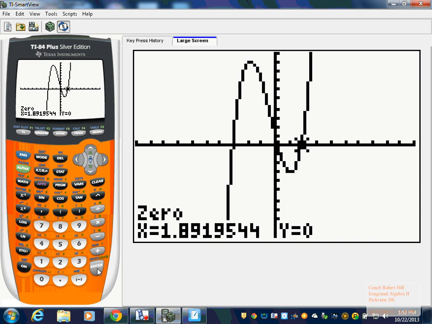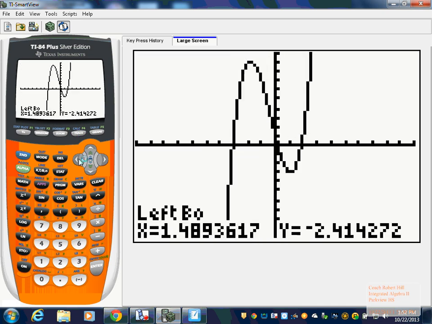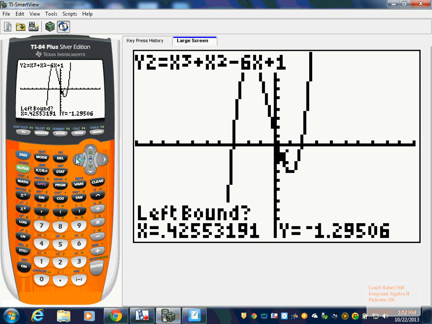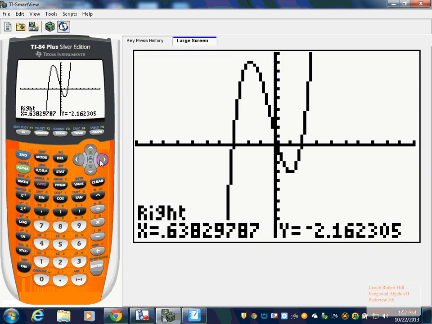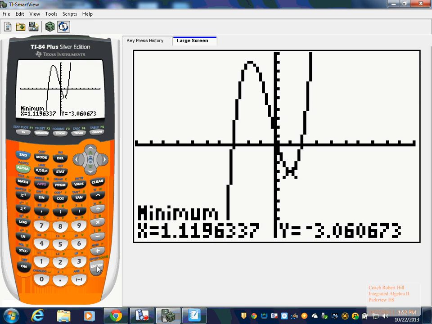Is this point where my finger's at right now a max or a min? It's a minimum. So second, calculate, minimum, 3. I got to get to the left of the lowest point. Because look, it says left bound. So I got to get to the left boundary, move over here, get to the right of it. Minimum. Look, it says the word minimum right there. Minimum. 1.12, comma, negative 3.06.